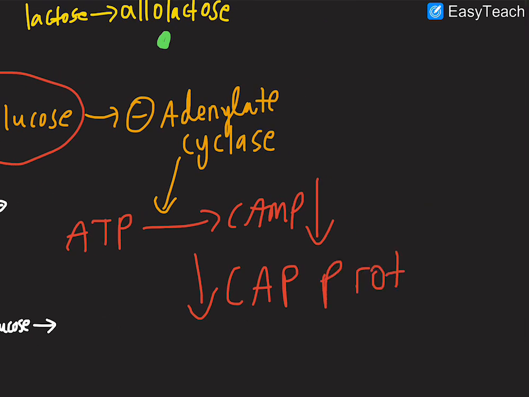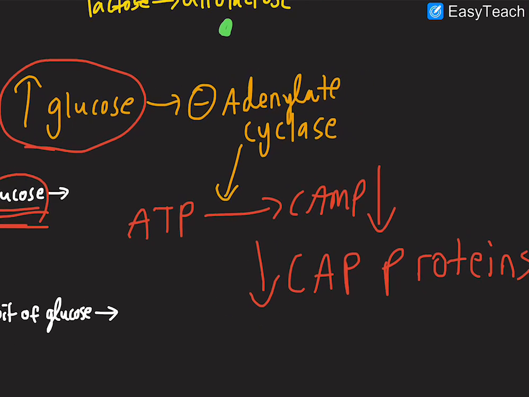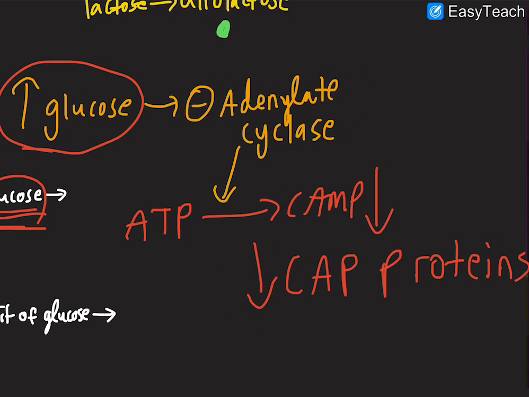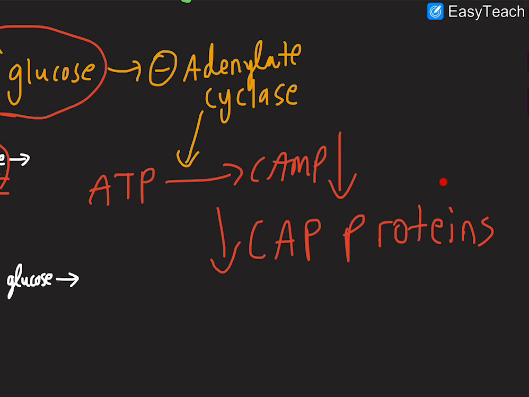Remember we had that CAP site? Well, this is where it comes into play. So again, if you have a lot of glucose, you'll have very low CAP proteins. So why is that bad? Or not necessarily bad, but what effect does that have? So again, if you have a lot of glucose present, then the bacteria won't make many CAP proteins.